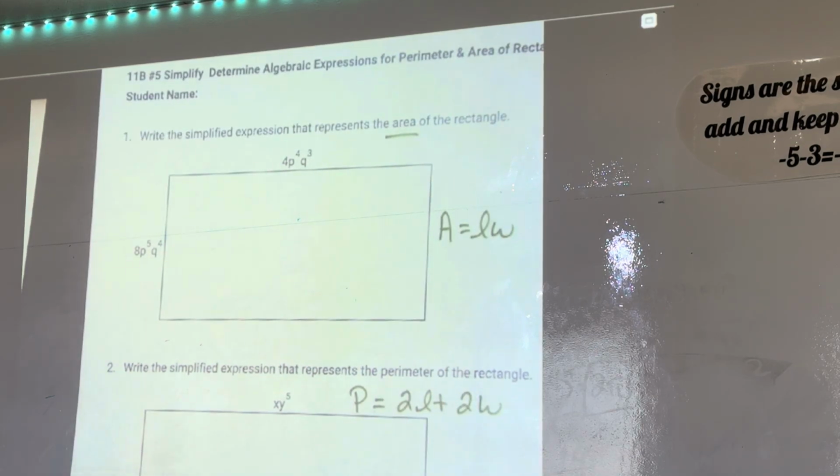And why do I use a cursive L instead of... So it doesn't look like a 1. So it looks like a 1, exactly, so it doesn't. Perfect. Okay, so for area, we're going to multiply.